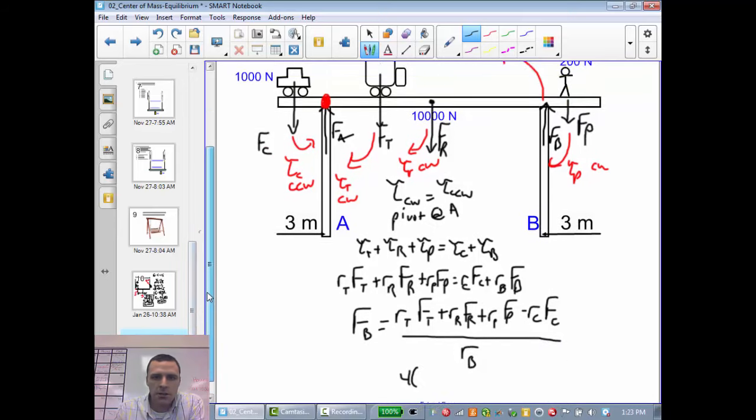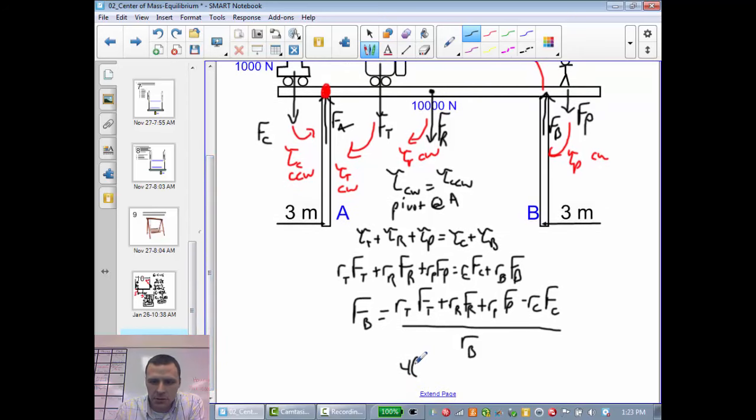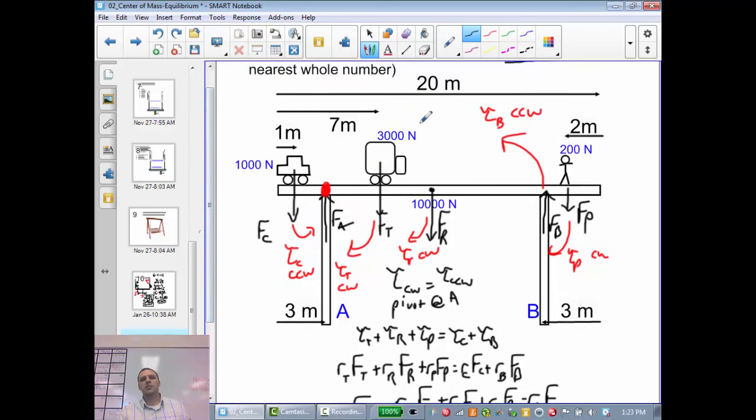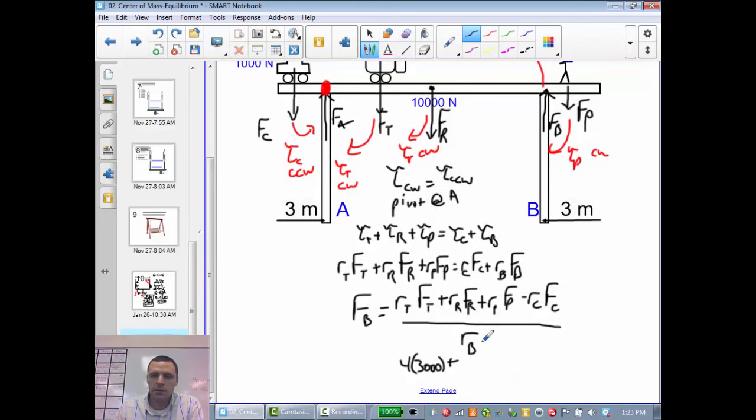The truck has a weight of 3,000 newtons. The roadway is 20 meters wide, so the center of mass is 10 meters from the left edge, but the pivot point is 3 meters from the left edge. So 10 minus 3 is 7. The roadway is 10,000 newtons.